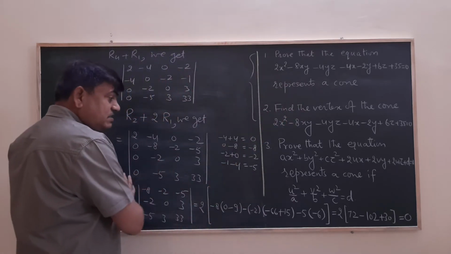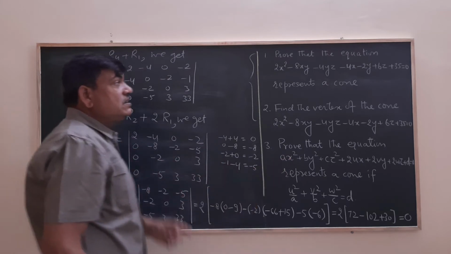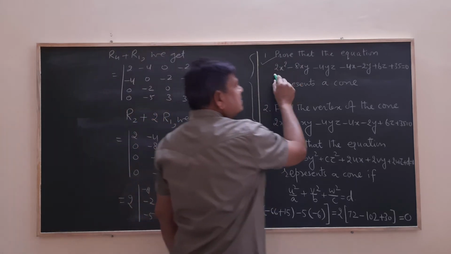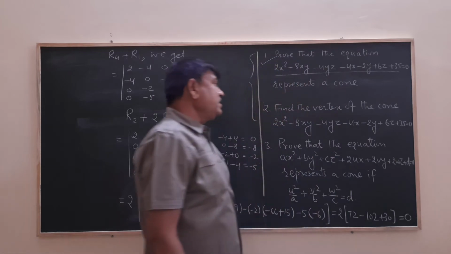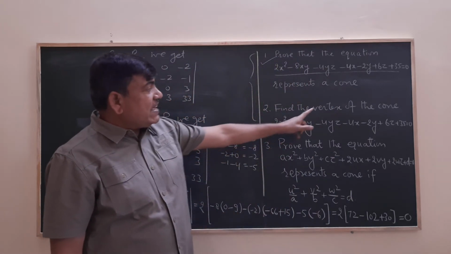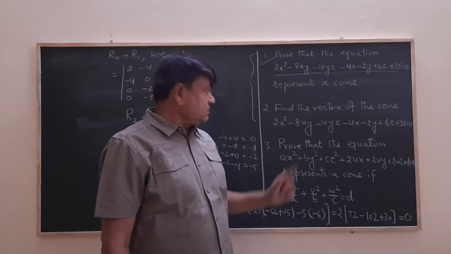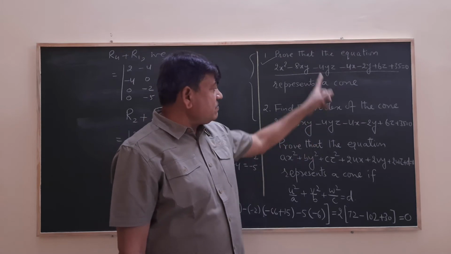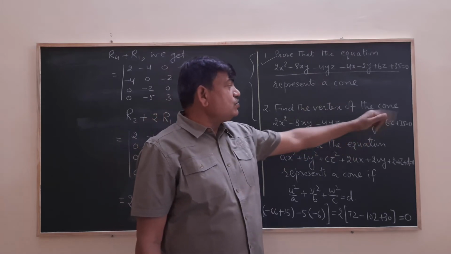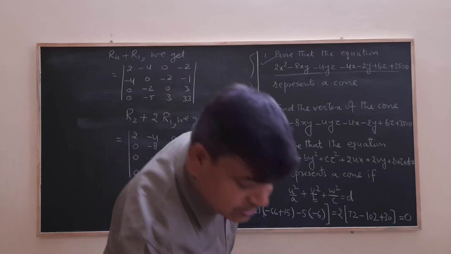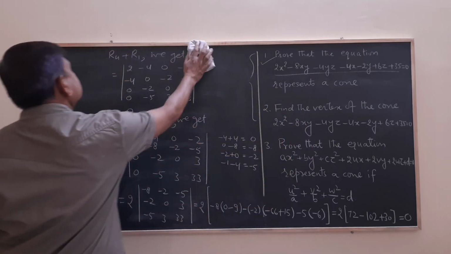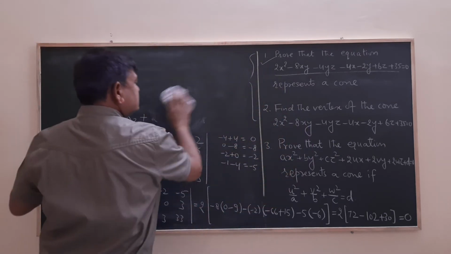This determinant is equal to 0, so 100% this equation represents the equation of the cone. Okay. Now, second question, find the vertex of the cone. 2x square minus 8xy minus 4y minus 4x minus 2y plus 6z plus 35 equals to 0. So let us see.